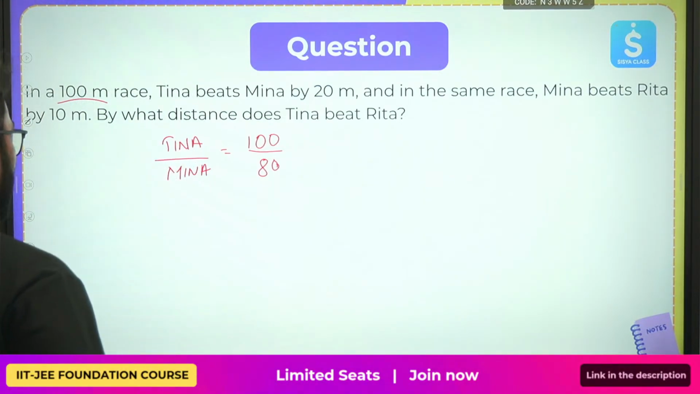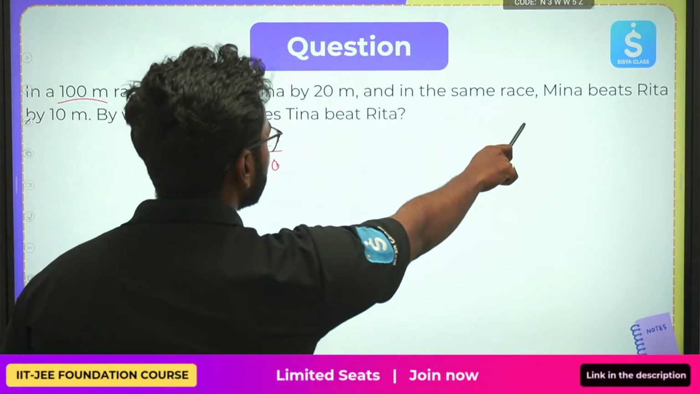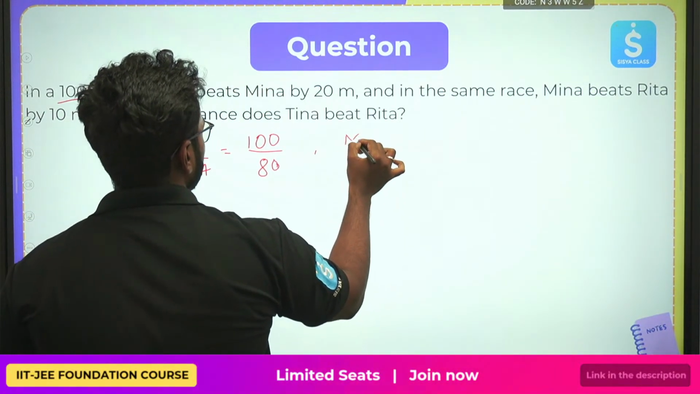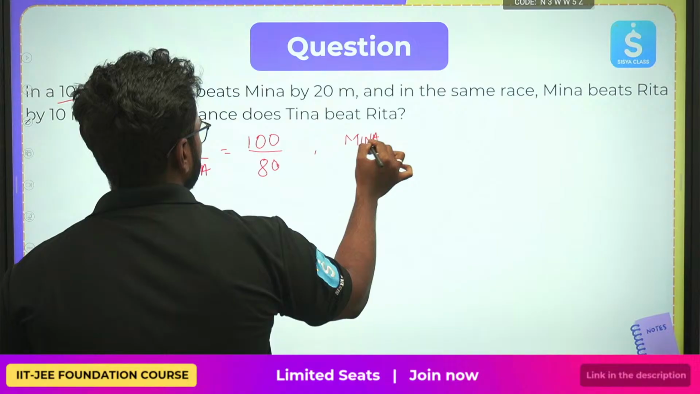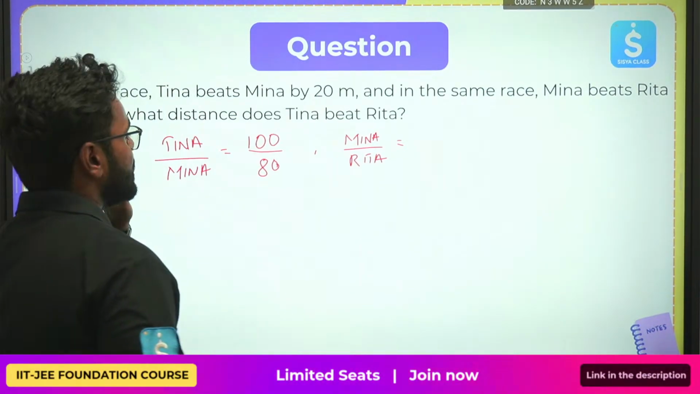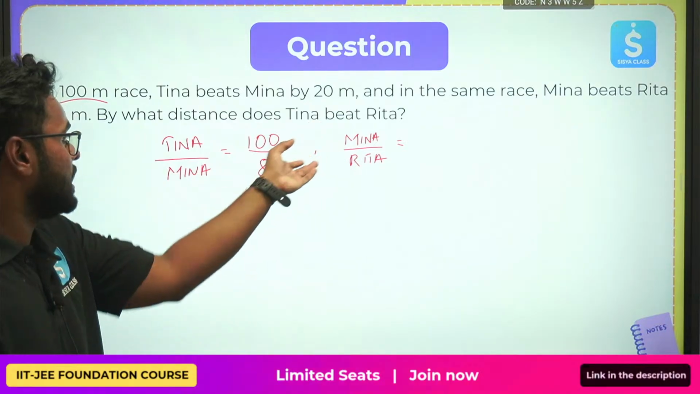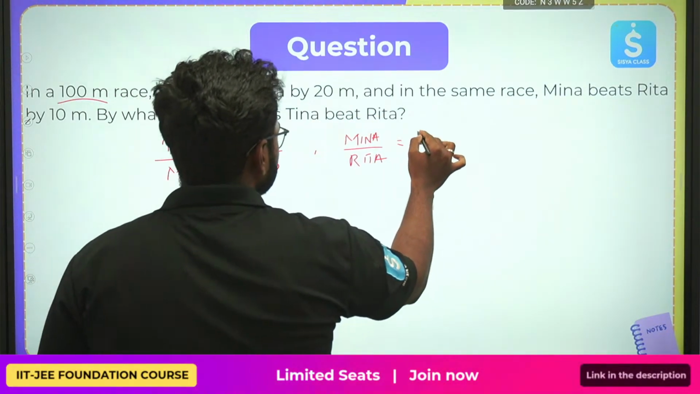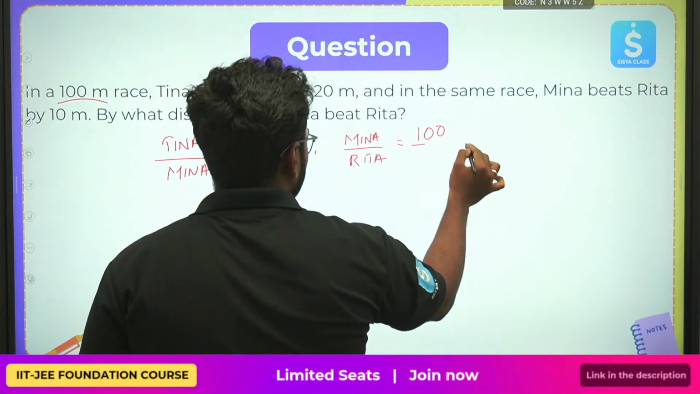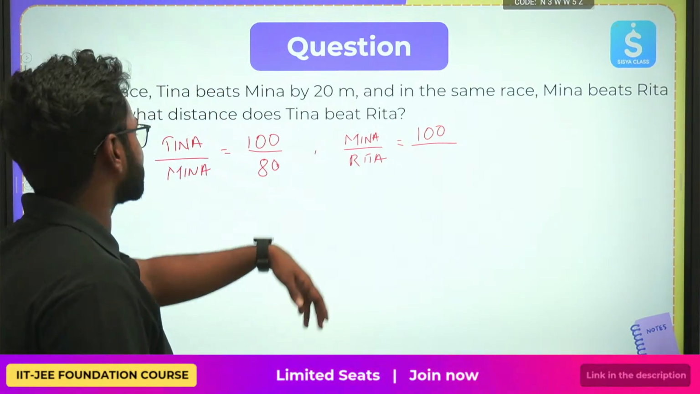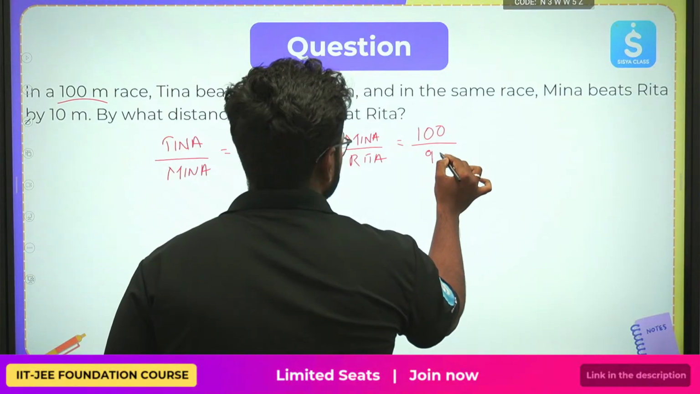Got it? Okay. And in the same race, Meena beats Rita by 10 meters. Now she is 90, you 80, so you can put 80. No, let us not do it that way. This means if Meena is completing the race after completing 100 meters, Rita is completing 90 meters.